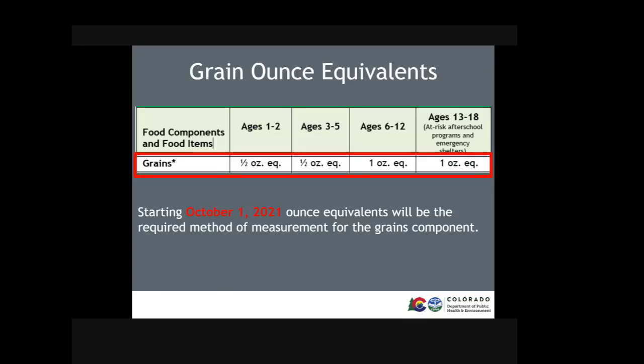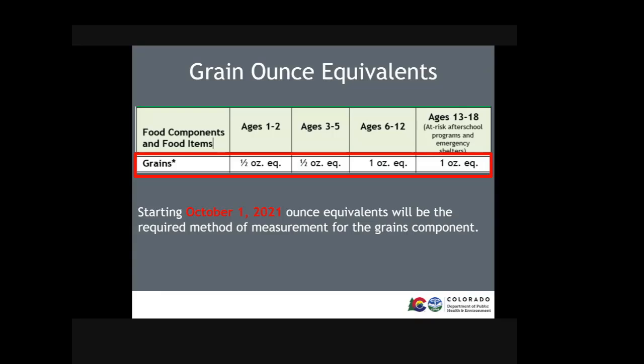To ensure that enough grains are served at CACFP meals and snacks, starting October 1, 2021, ounce equivalents will be the required method of measurement for the grains component. On the slide, you can see the updated CACFP meal pattern chart. The updated charts are available to you on our website. Please be sure to use the updated CACFP meal pattern chart starting October 1, 2021.